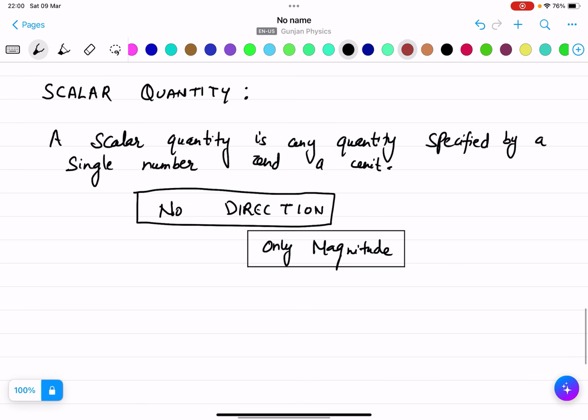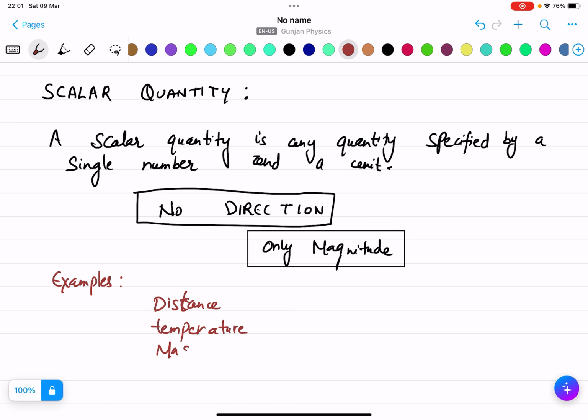Examples of a scalar quantity are distance. We have already discussed the distance and the displacement. Distance is the total distance covered. It has no direction. We can go anywhere. But displacement has a specified direction. Others are temperature, mass, energy, potential, etc. These are some of the examples of scalar quantity.